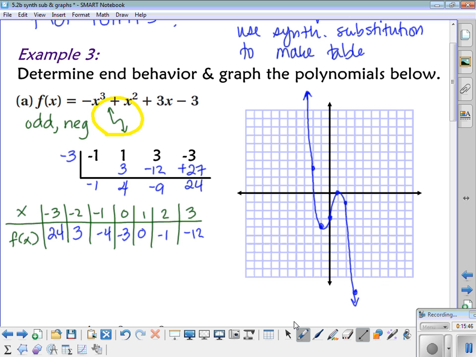All right, so yeah, you'll have about 4 graphs tonight. You just need to plot points to graph them, okay? Any questions? No? All right, that's it for today.